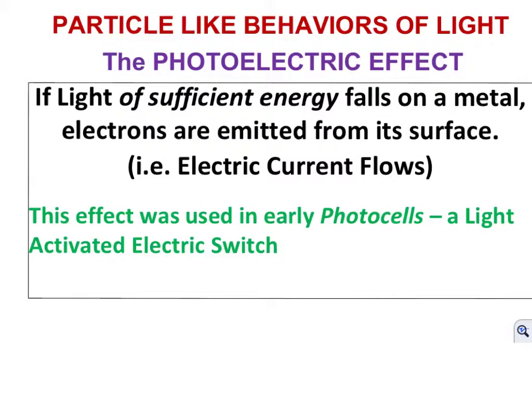If light of a sufficient energy falls on a metal, electrons are emitted or released from its surface, or electric current will flow. This effect was used in early photocells, like a light-activated electric switch, very similar to how solar cells work in calculators.